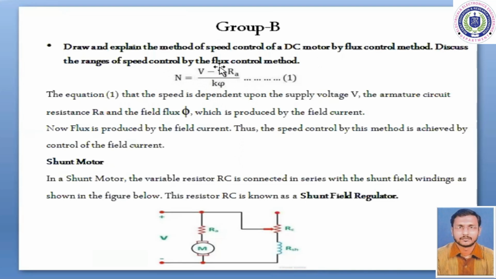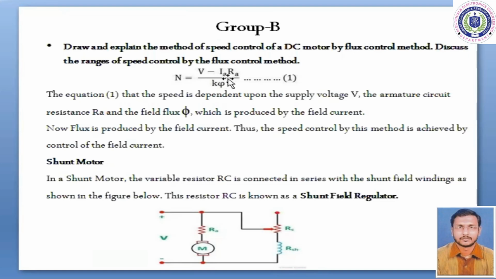From the speed equation, you can see there are three parameters through which we can change the speed of the DC motor. These are voltage, armature resistance Ra, and field flux phi. But the important thing is that when we are trying to change one parameter, the other parameters should remain constant. As field flux phi is directly proportional to field current, the speed control by the field flux control method is achieved by control of the field current.